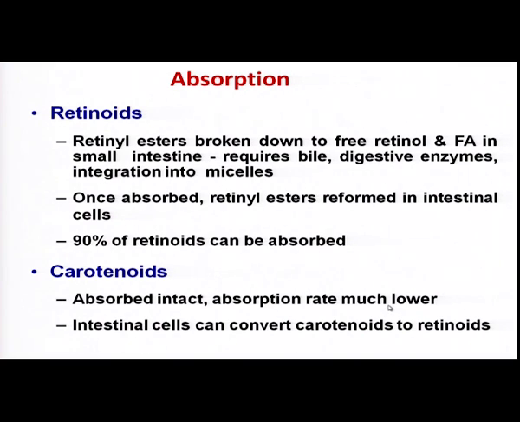Carotenoid, which is the plant source, is absorbed intact. Absorption rate is much lower, although it is absorbed intact. Intestinal cells can convert carotenoids to retinoids. So, I want you to look at this structure. So, this is the carotenoid, the lengthy one.